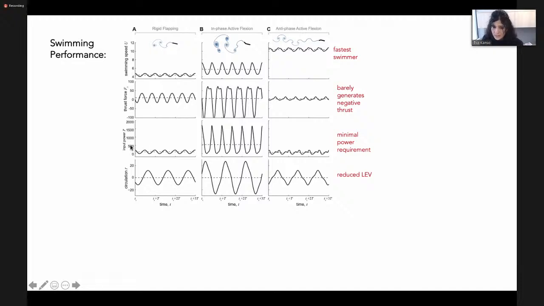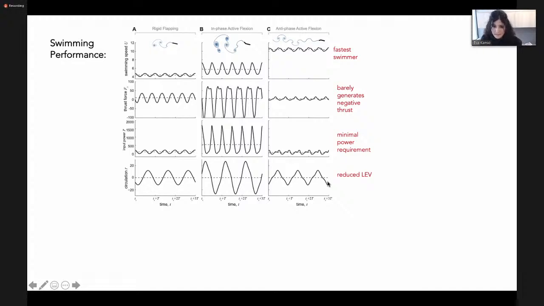And then we compute the input power to produce this movement. Of course, when you're flapping rigidly, you need some level of input power to flap rigidly. When you flap in phase, you increase your demand on power on average. But when you flap anti-phase, your demand of power is almost the same.